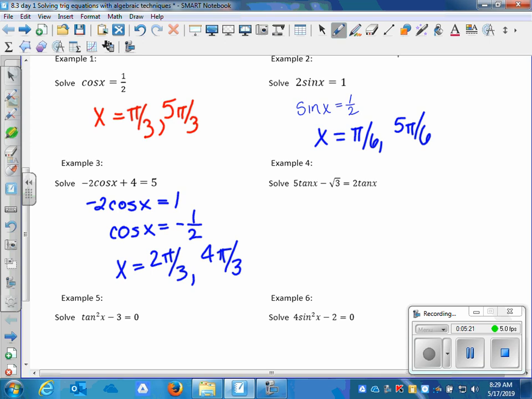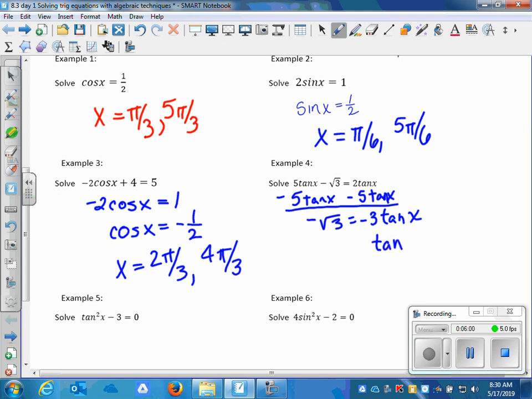Example 4. So we have a tangent equation, but you'll notice that there are tangents on both sides of the equation. You also have this minus radical 3. So what I'm going to do is move the tangent functions over to the right-hand side, and that way I can leave this negative radical 3 on the left by itself. It saves a step. So if I subtract 5 tan x from both sides, I get negative square root 3 equals negative 3 tan x, and you're going to divide both sides by negative 3.